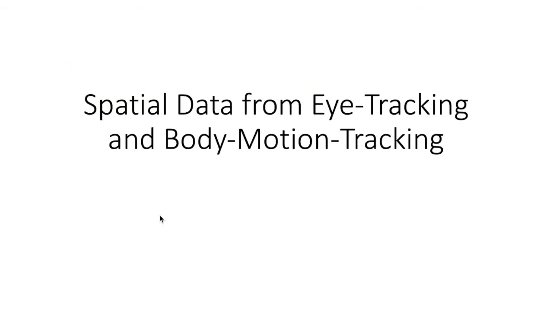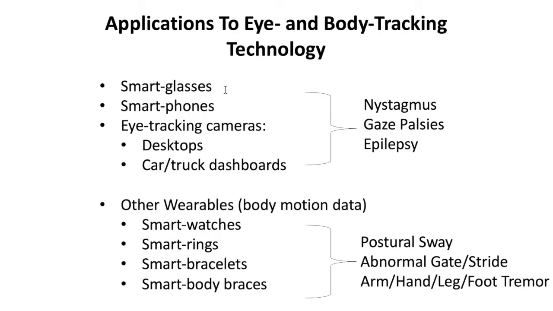Now I'm going to briefly talk about how the LCPC transform can measure hidden information from spatial patterns derived from eye tracking technology and body motion tracking technology. Eye tracking technology comes from devices such as smart glasses, smartphones, and eye tracking cameras that are on your desktop or on the dashboards of cars and trucks. Eye tracking is useful for the study of various types of nystagmus, various types of gaze palsies, and for finding subtypes of epilepsy. Body motion data comes from devices such as smartwatches, smart rings, smart bracelets, and smart body braces.